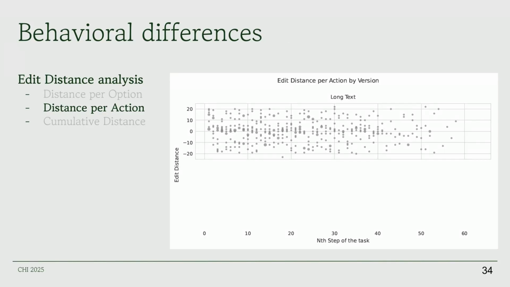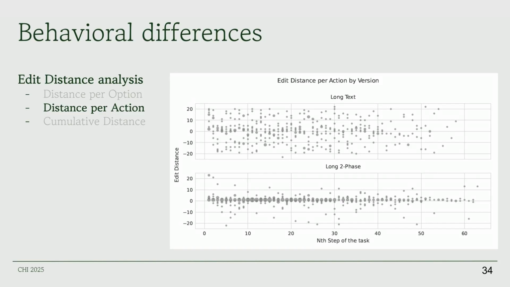The scatter plot shows all edits made by all participants using the long text interface. The y-axis represents edit distance and the x-axis reflects the task progression. Each dot represents the number of participants who made an action at a specific step. Notice how scattered these dots are. Participants frequently move up and down, suggesting active searching and vote adjustments throughout the survey.